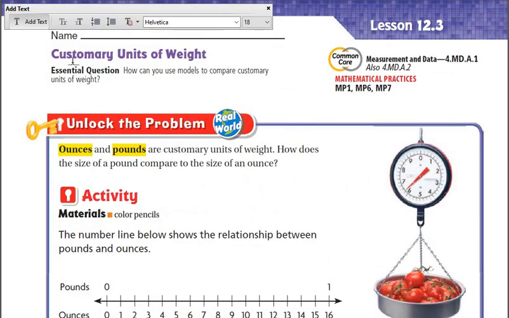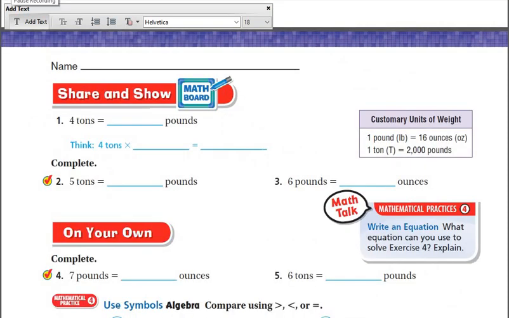Okay, now we have customary units of weight. Lesson 12.3, page 655. Again, here we have this table, but this time for customary units of weight. We have here 1 pound equals 16 ounces, and 1 ton equals 2,000 pounds.